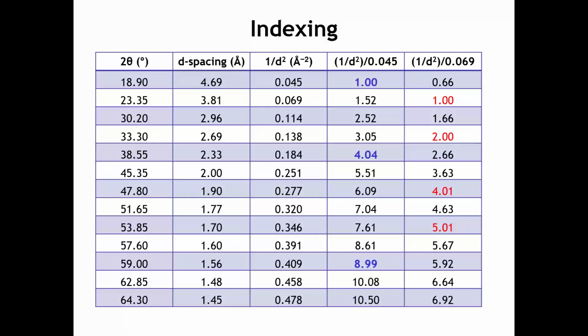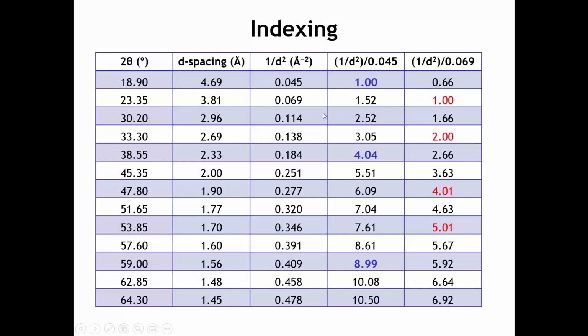Let's now assume, just as a guess really, that the second peak might be the 1, 0, 0. If we do that, then we're going to divide all of these by 0.069. And here what we see is an encouraging pattern. Here's a 2, a 4, a 5. That would be the pattern we would expect for a tetragonal crystal. 1, 2, 4, 5. The next one would be 8, but we haven't measured out to high enough angles to see 8. So that's encouraging.